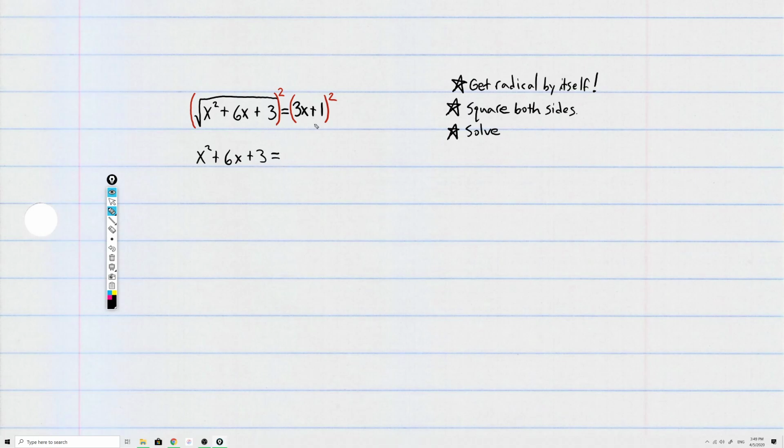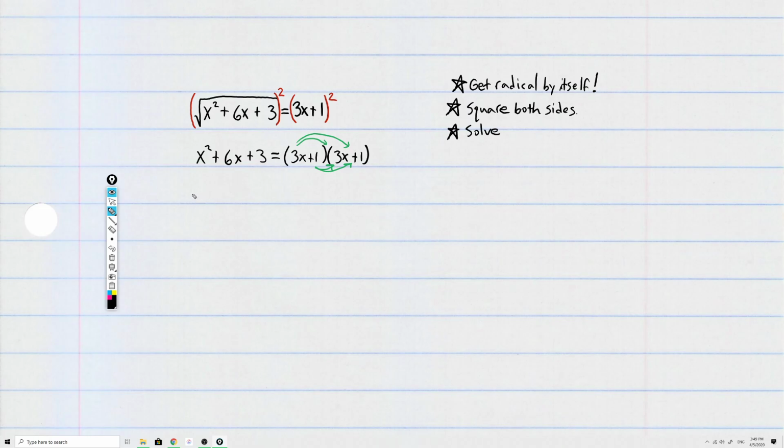Now be careful on the right-hand side. Please don't make that common algebra mistake. 3x plus 1, quantity squared, is not 9x squared plus 1. 3x plus 1, quantity squared, means 3x plus 1 times 3x plus 1. So make sure you use the distributive property when you multiply. When you multiply that out, draw the arrows if you like. We'll have 4 arrows here.